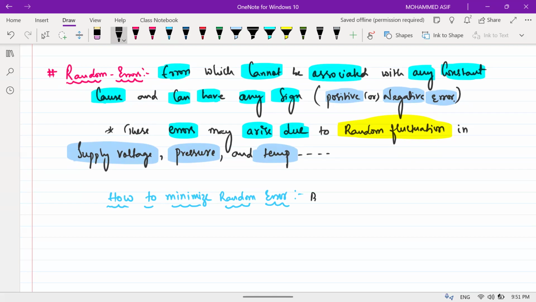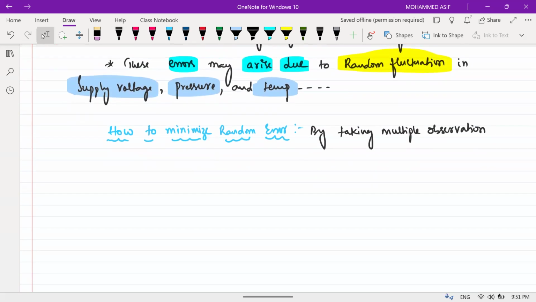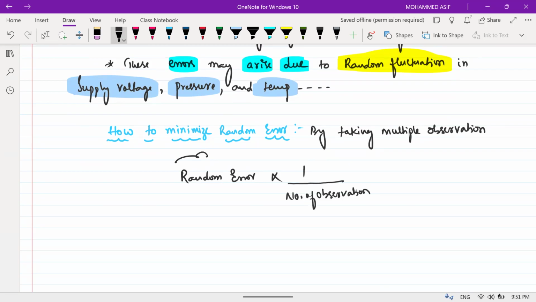Very important. By taking multiple observations. That means you need to do the experiment 3, 4 times, 5, 6 times. Then you need to come to one conclusion. Then only you can minimize the random errors. So can I say that random error is inversely proportional to the number of observations?